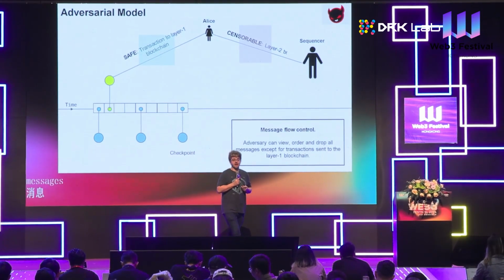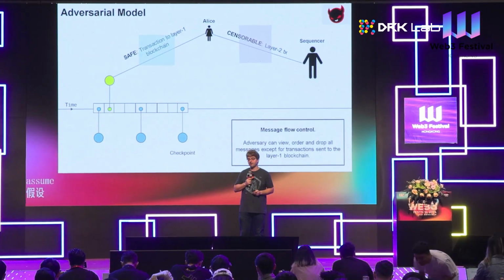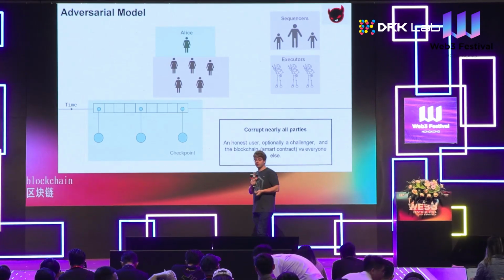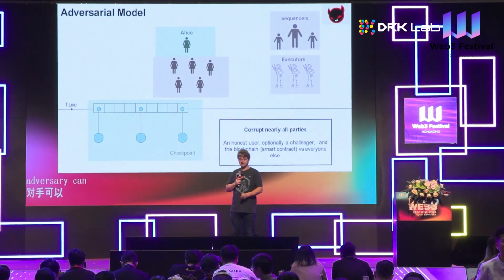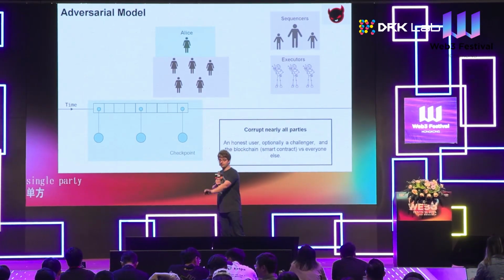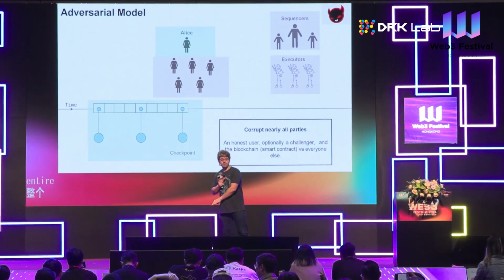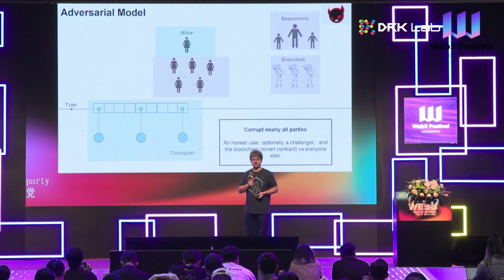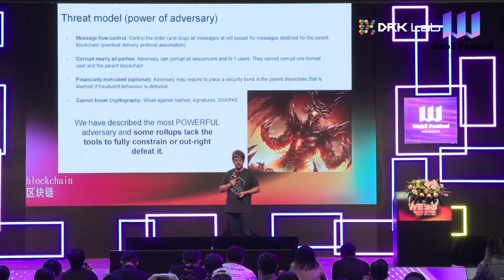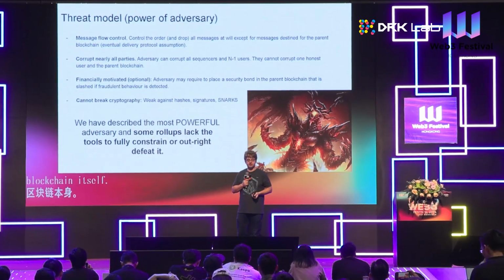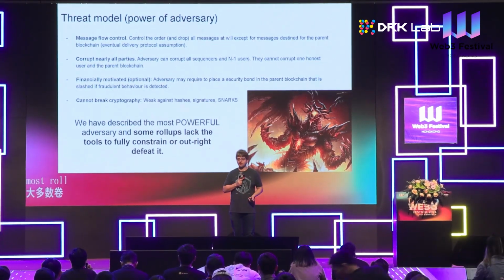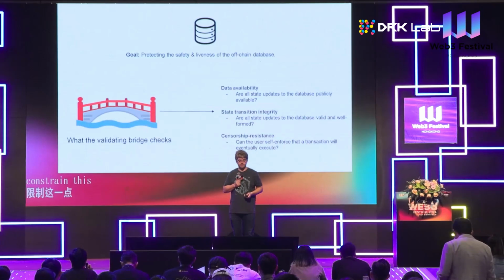We only assume that Alice can send a transaction to Ethereum or to the blockchain. We also assume the adversary can corrupt nearly every single party in the system. So the entire off-chain system can be corrupted, and we assume there's one honest party, that could be Alice, and the blockchain itself. This is the most powerful adversary that you can describe, and most rollups today still cannot constrain this adversary. It's a very difficult problem to solve.